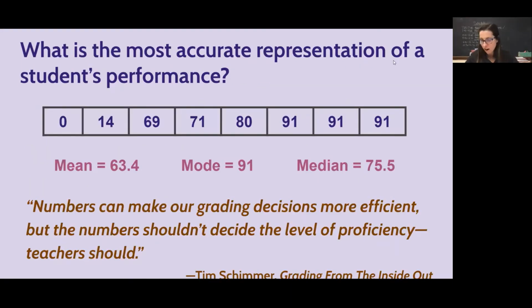Before I call on some groups to share out, I just wanted to pause and recap for a second about what's the most accurate representation of a student's performance, and talking about using 3 different types of finding information about sets. Do we use mean, mode, or median? The one that seems to be the most accurate tends to be the mode, especially if you use the most recent performance. And I really like this quote by Tim, that numbers can make our grading decisions more efficient, but the numbers shouldn't decide the level of proficiency.